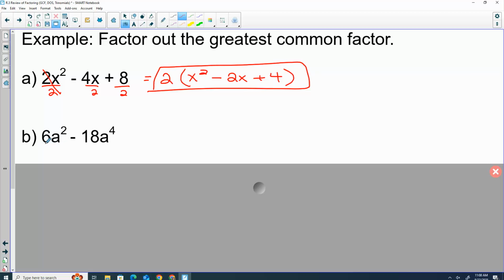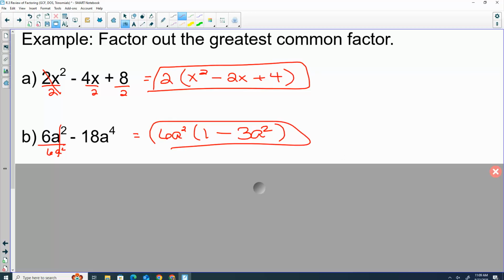So 6 and 18, we can take out a 6. Variables you have to take out the smaller number, so a squared. Now, when you factor it out, it's like dividing. We took out all of those a's, but what's 6 divided by 6? 1. So don't forget to put the 1 as a placeholder. 18 divided by 6 is 3. We had 4 a's, we took out 2, so 2 left. Okay, that one okay?